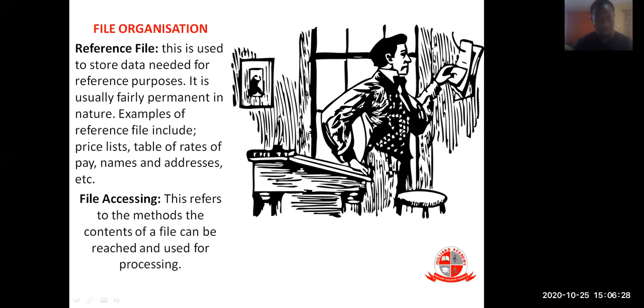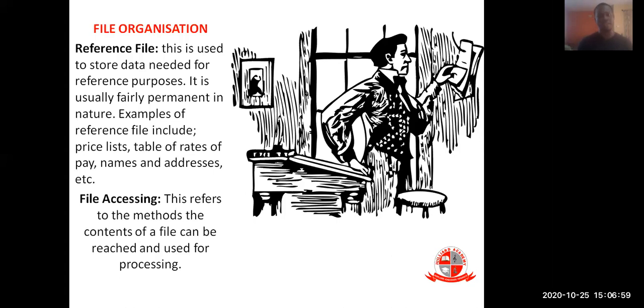So as you can see, the pharmacist looks at some kind of document to find out how much this particular drug costs and how much that particular drug costs. The file the pharmacist is looking at is a reference file. It is used to store data needed for reference purposes. It's usually fairly permanent in nature, and you have the examples right there.